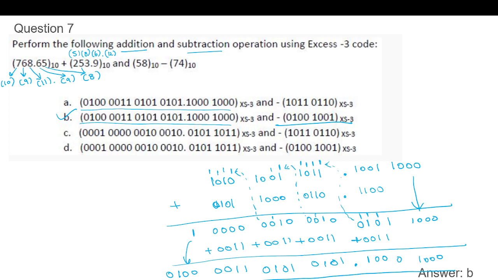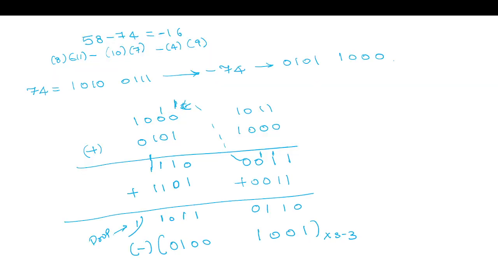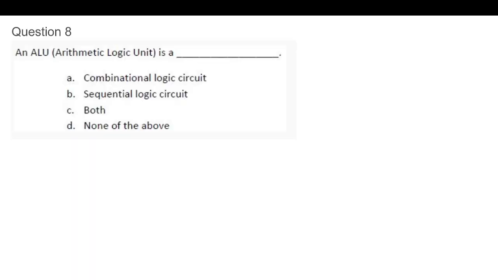So is this question clear? We have performed the excess 3 addition and subtraction based question. So the next, ALU. You have seen ALU is a combinational logic circuit. So the correct answer is option A.